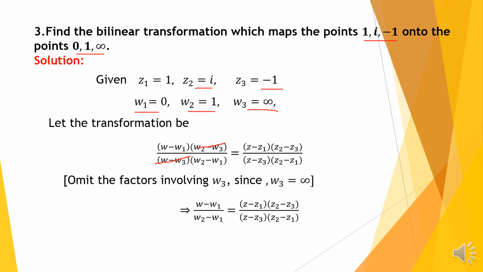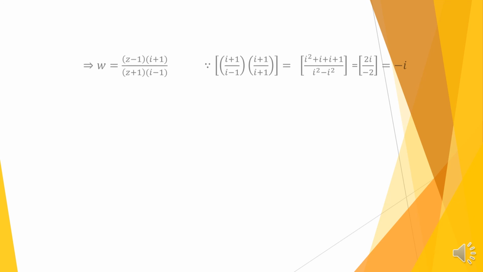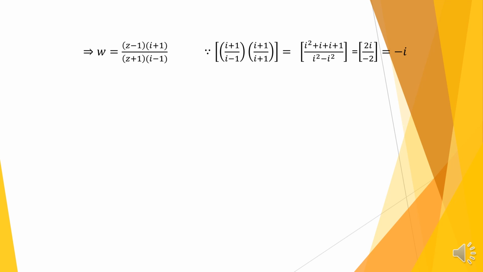So we get w minus w1 divided by w2 minus w1 is equal to z minus z1 into z2 minus z3 divided by z minus z3 into z2 minus z1. Now substituting the points w1, w2 in the left hand side and z1, z2, z3 in the right hand side, we get w minus 0 divided by 1 minus 0 is equal to z minus 1 into I plus 1 divided by z plus 1 into I minus 1. Simplify, we get w is equal to z minus 1 into I plus 1 divided by z plus 1 into I minus 1.